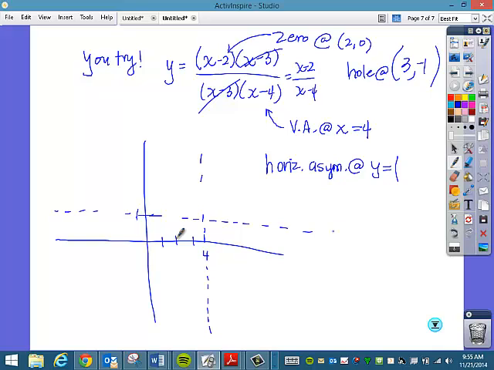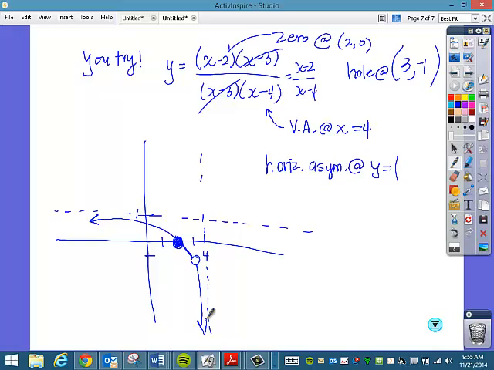Then I have a zero at (2, 0). Oops, not a hole, a zero. A zero at (2, 0), and a hole at (3, negative 1). So these are going to connect. It's going to keep going up towards that horizontal asymptote, and then down towards that vertical asymptote.